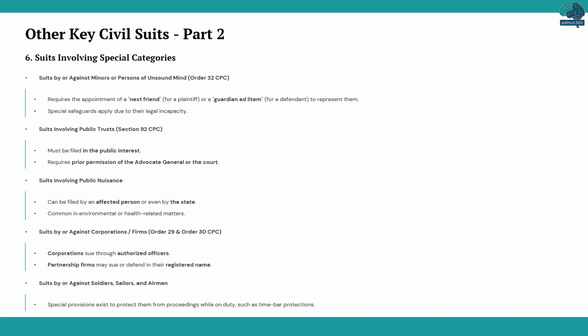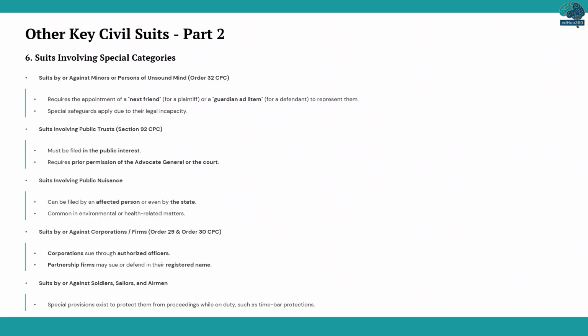Continuing with other important civil suits, we have those involving special categories. This includes suits by or against minors or persons of unsound mind, under Order 32 CPC, which require the appointment of a next friend for a plaintiff or a guardian ad litem for a defendant, with special safeguards due to their legal incapacity. There are also suits involving public trusts, Section 92 CPC, which must be filed in the public interest and require prior permission from the Advocate General or the court.